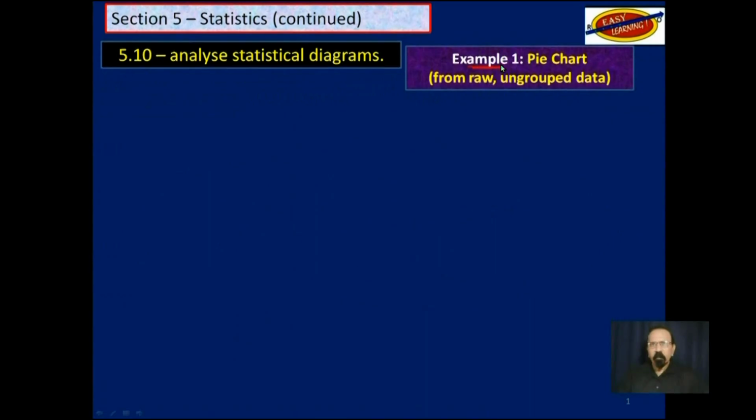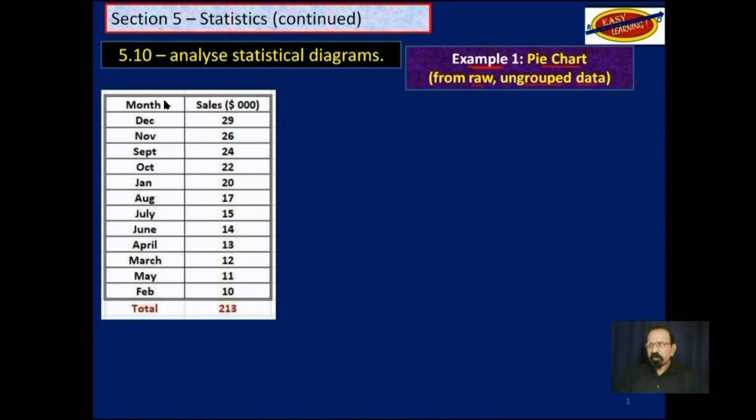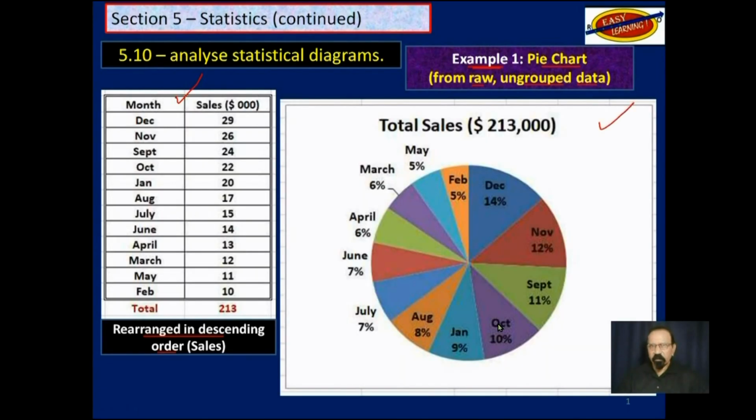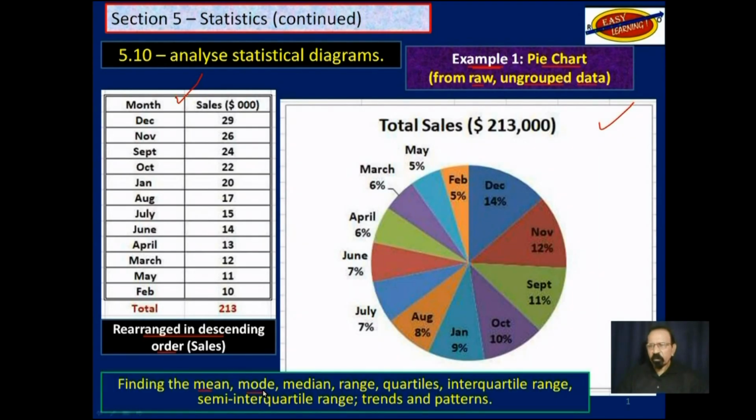Example 1, pie chart from raw ungrouped data. So we have this table here on the left. It is arranged in descending order of sales. From that table, I will prepare a pie chart, which looks like this. From that pie chart, we will try to find the mean, mode, median, range, the various quartiles, interquartile range, and the semi-interquartile range. We will also look for trends and patterns.